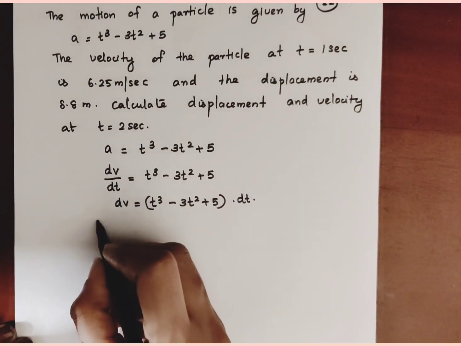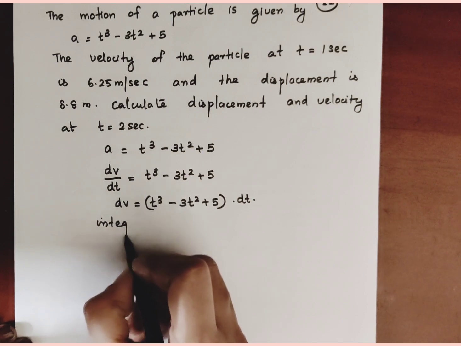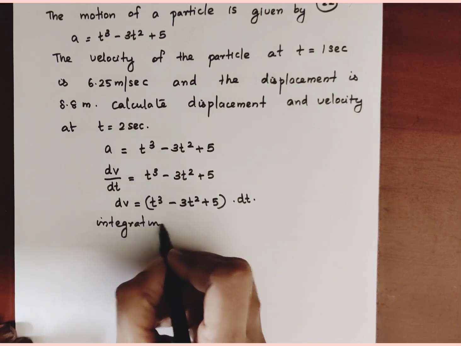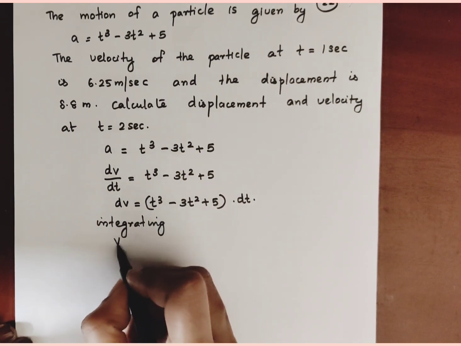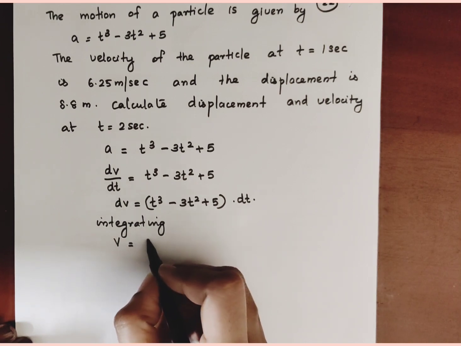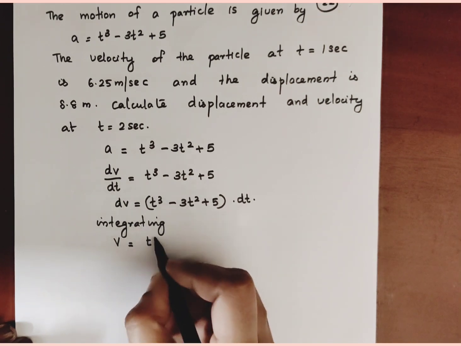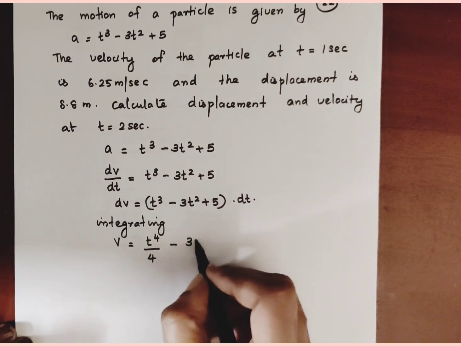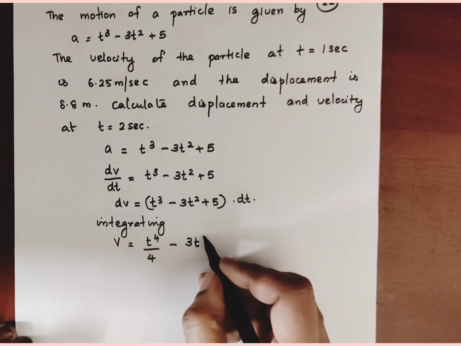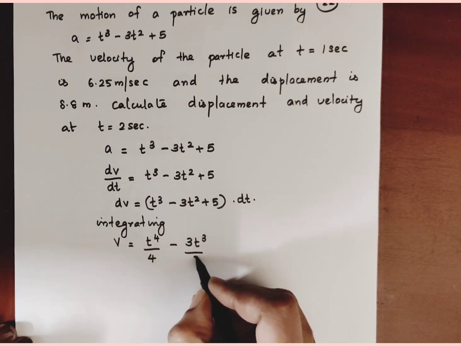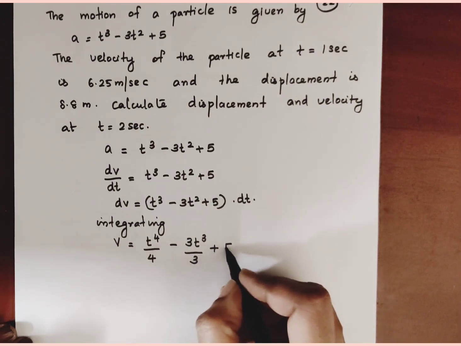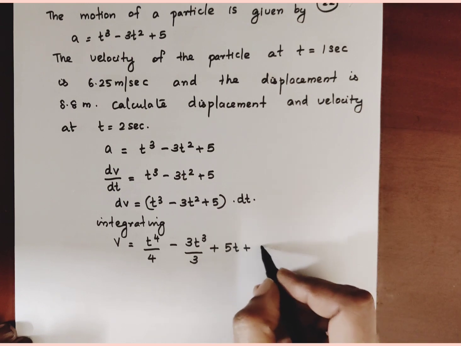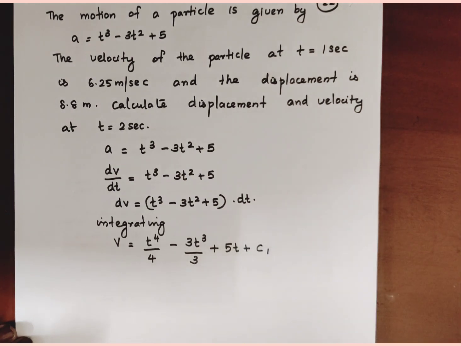So on integrating, on the left side you will get velocity. Here it is t cube. When you integrate, you will get t raised to 4 by 4 minus 3 t square. That will become 3t cube by 3 plus 5t. Then you have to add the constant of integration, that you can take as C1.